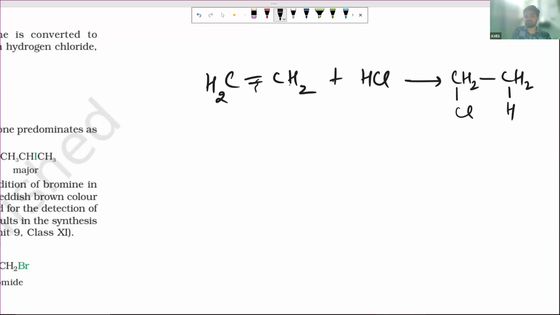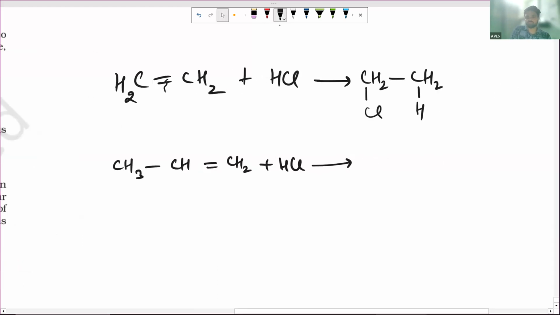But if I'm having CH3, then CH, then double bond, then CH2. And here it will be only CH, because it is making one bond here and two bonds here, one with the hydrogen. So it is CH. And if I'm reacting with HCl, got it? Then this CH3, CH single bond, this bond will break and this will have CH2.